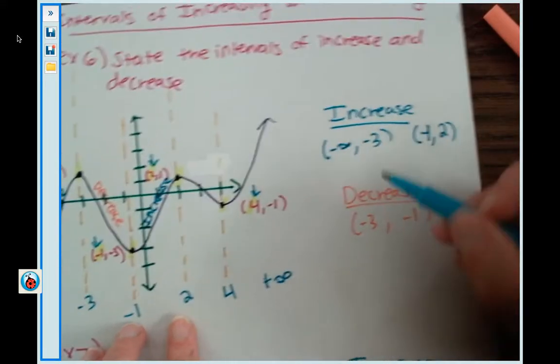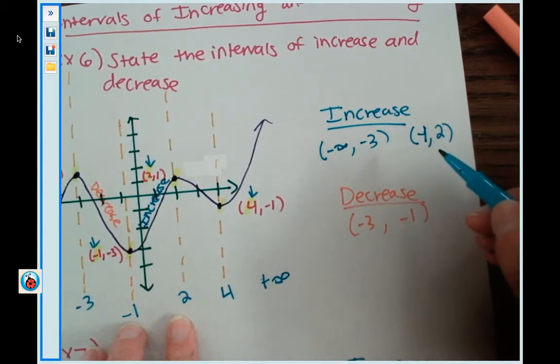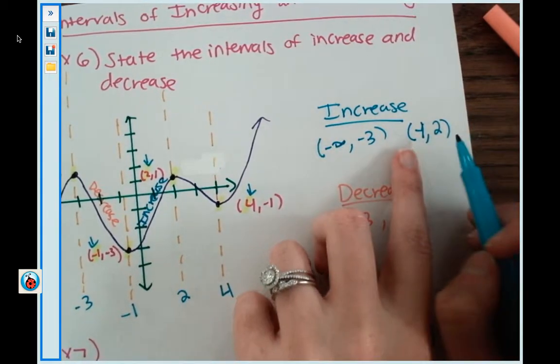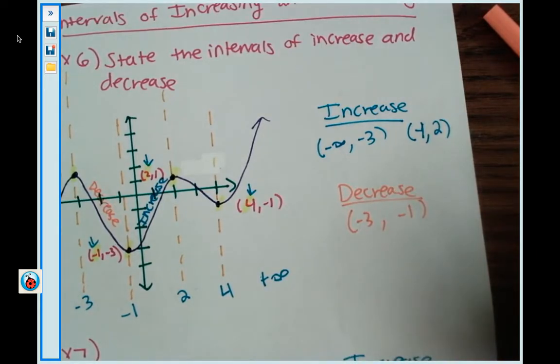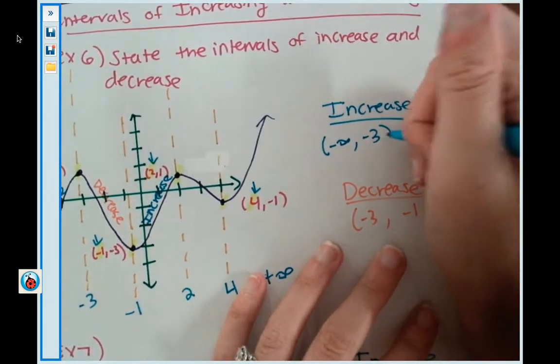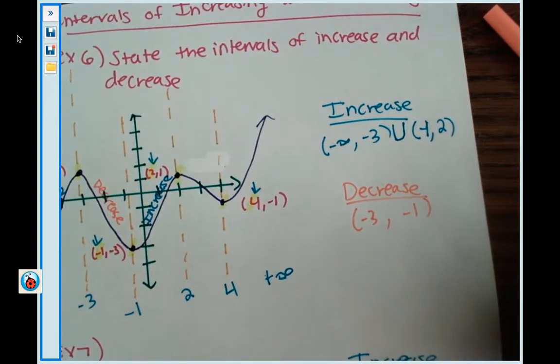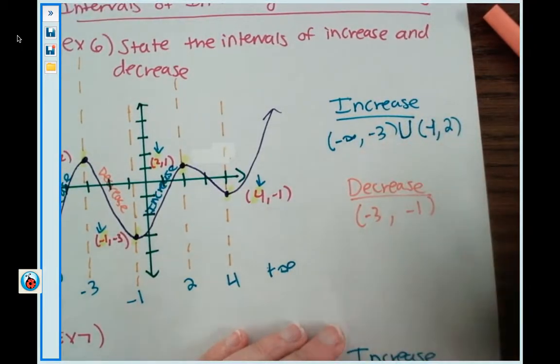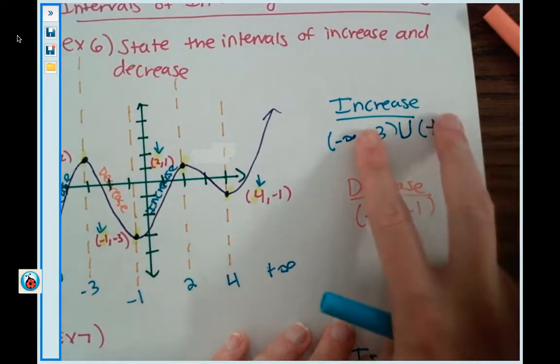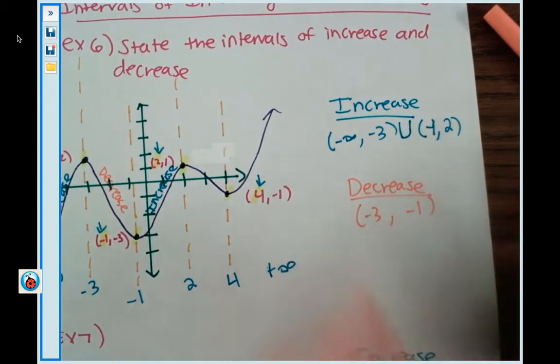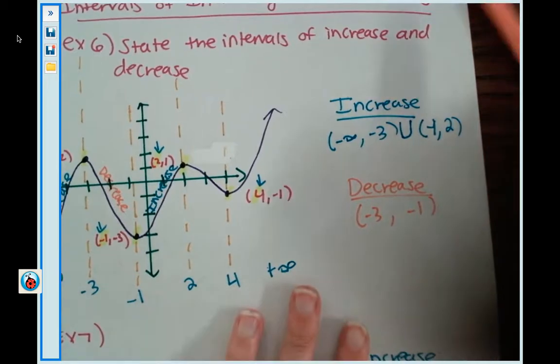Now, when we have more than one interval, you see here we have this interval, and they are not connected in any way. Whenever we have more than one interval, you guys, we write this U symbol in between them, which means union. It's going to bring our sets together, just like when something forms a union or groups together. So this big U is grouping this interval to this interval since they have nothing to do with each other, other than the fact that they increase. All right, guys, let's keep going.